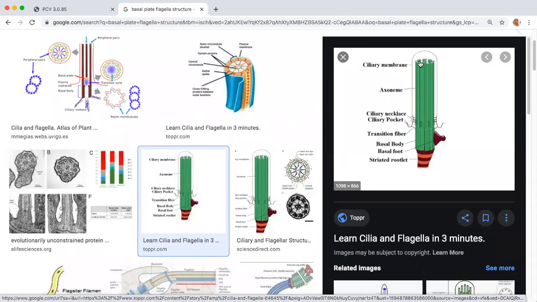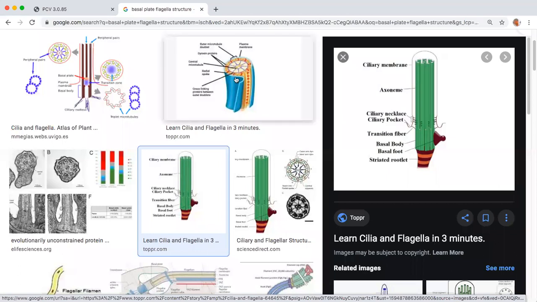You see here, you're able to see this is the axoneme. You have something called a basal body. Here it is written as basal foot. This basal foot and the basal plate are the same thing. And then you have something called a striated rootlet. This is the rootlet. So all these four are different parts which are found in cilia as well as flagella.